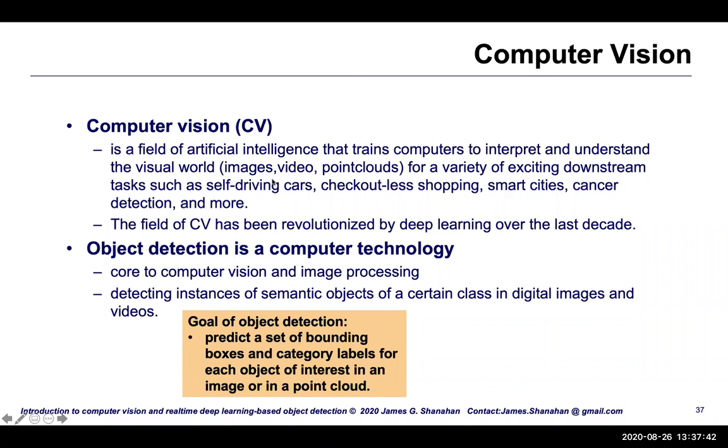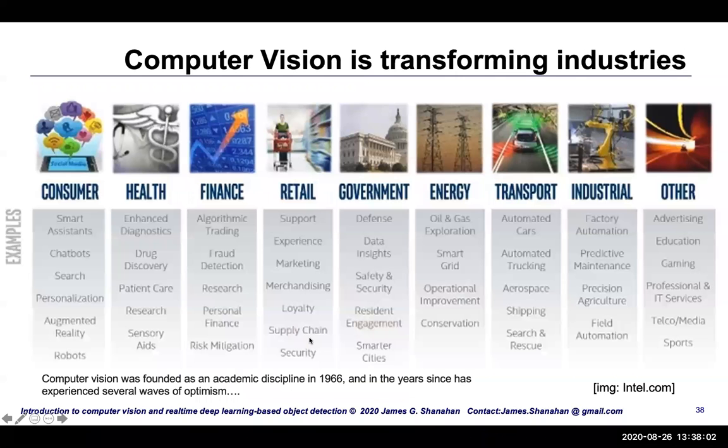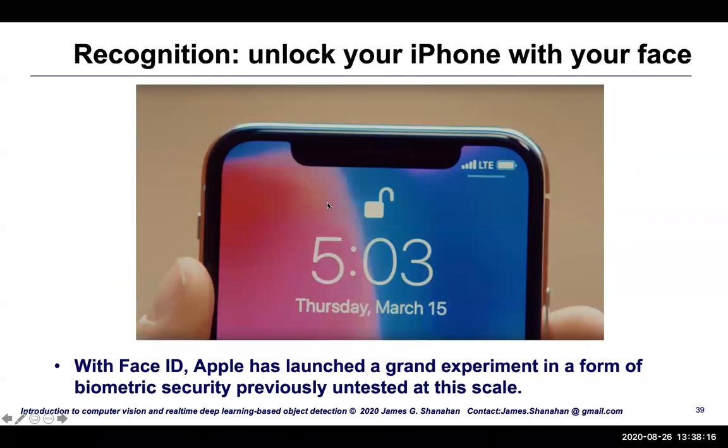So as we know, computer vision is this kind of big umbrella field that is focusing on interpreting and understanding the visual world surrounding us. And object detection just focuses on a very small aspect of that, and that is predicting a set of bounding boxes and category labels for each object of interest in our image or our 3D point cloud. And it really is playing a very important role across lots of different verticals, from consumer, finance, security, retail, and so on. And if we look at our smartphones, we can unlock them using image object detection.